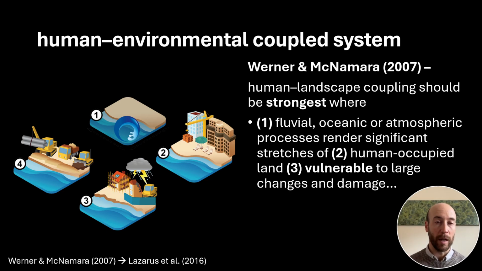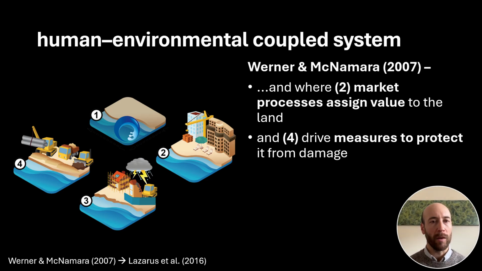So again, the coupling should be strongest where fluvial, oceanic, or atmospheric processes render significant stretches of human-occupied land vulnerable to large changes in damage, and where market processes assign value to that land and drive measures to protect it from damage. Because the hotel, the development complexes, the built environment in part 2 is worth something economically, there is value. Market processes have assigned value to that land, to that built environment.